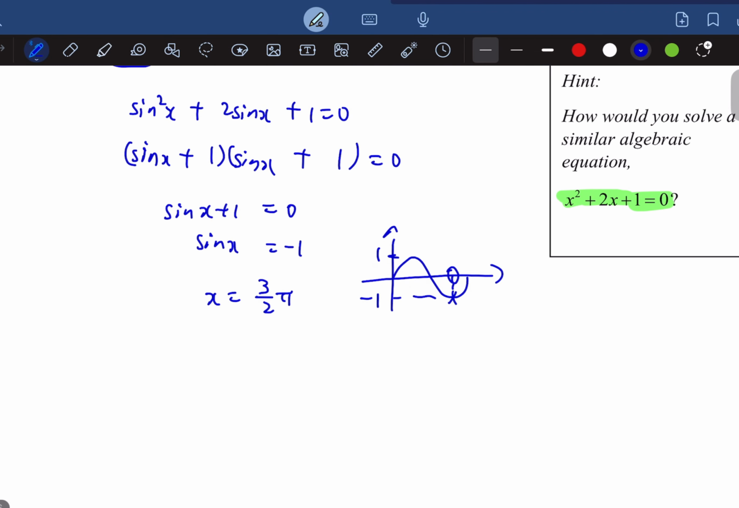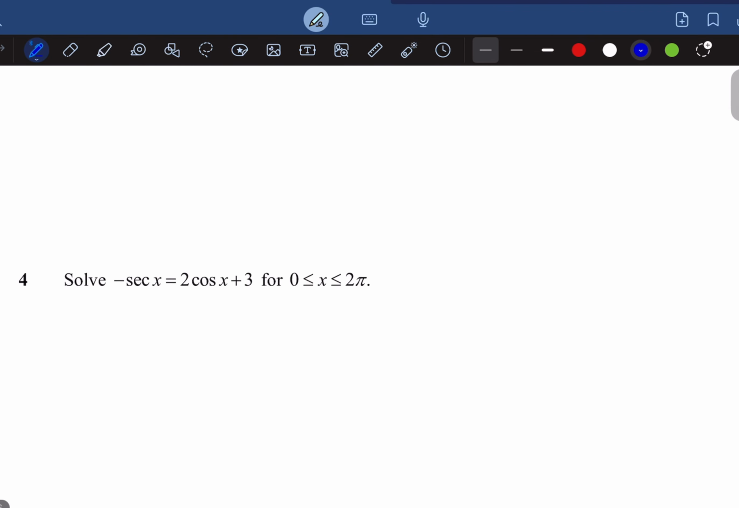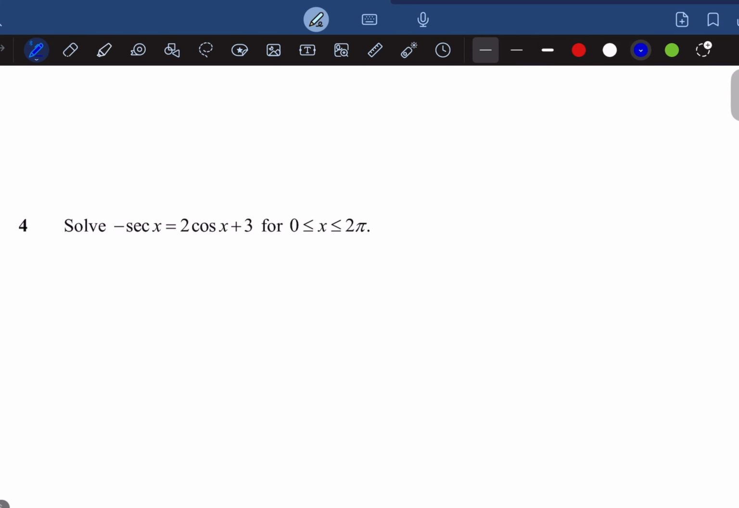Okay, let's proceed. This one will be, I would say, the most challenging one. Why? Because there's a secant x. So do be mindful. We have to change everything to sine, cosine. So we have to change here. So negative secant x equals to 2 cosine x plus 3. Secant x is 1 over cosine x, 2 cosine x plus 3.